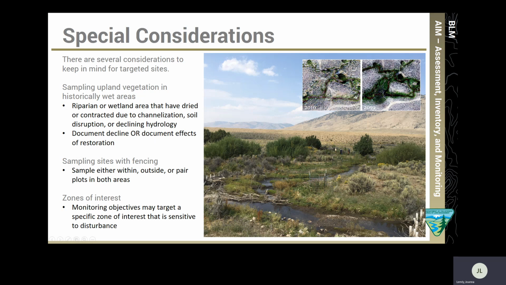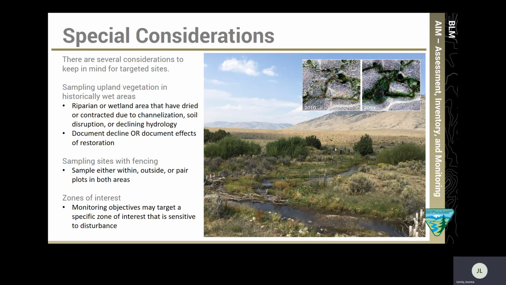Lastly, there are several considerations to keep in mind for targeted sites, depending on management objectives. One important consideration is whether or not to sample upland vegetation in historical wet areas. Many riparian and wetland areas across the West have dried or contracted due to channelization, soil disruption, or declining groundwater levels. These are important opportunities for restoration.